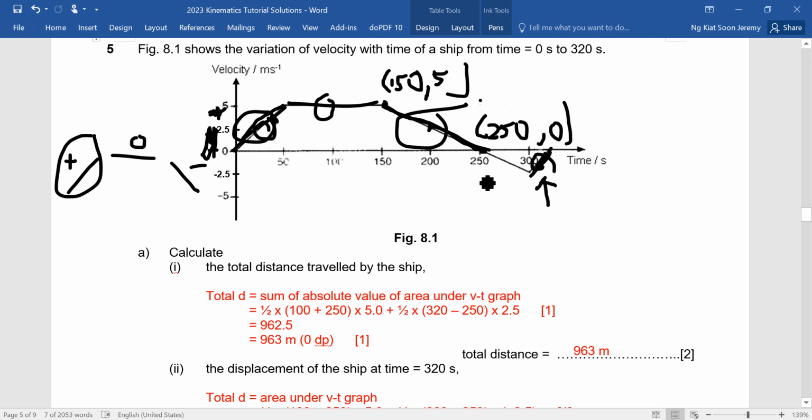Then when I hit 0, what's the implication of velocity 0? It means I'm at rest. I'm stopping. My speed is 0, so I just stop here. Then when I stop here, I realize my velocity goes from 0 to minus 2.5 to minus 5. Am I speeding up or am I slowing down? Remember that the negative sign in front of the velocity implies its direction.